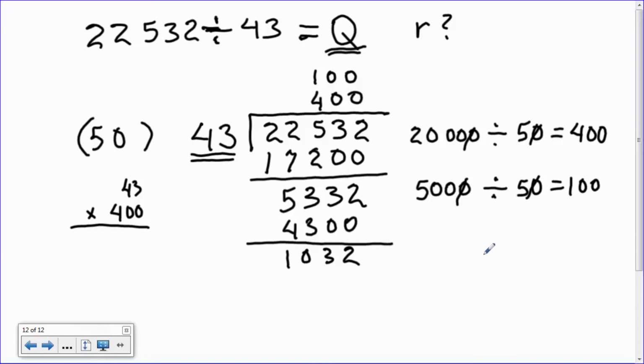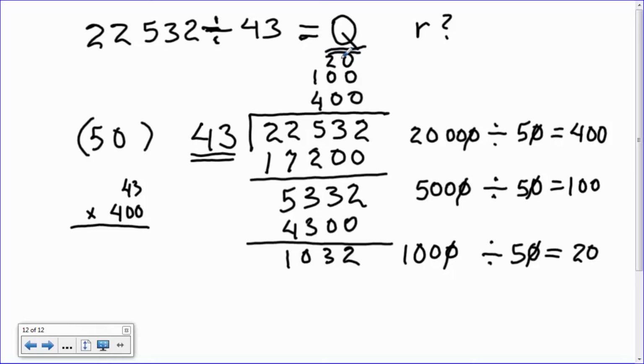So once again, I'm going to go back to my approximate divisor, 50. And I'm going to pick a number that's smaller than 1,032 that's easily divisible by 50. I think 1,000 is a good number. And again, how many times does 5 go into 100? I think 20. So I put the 20 up here.